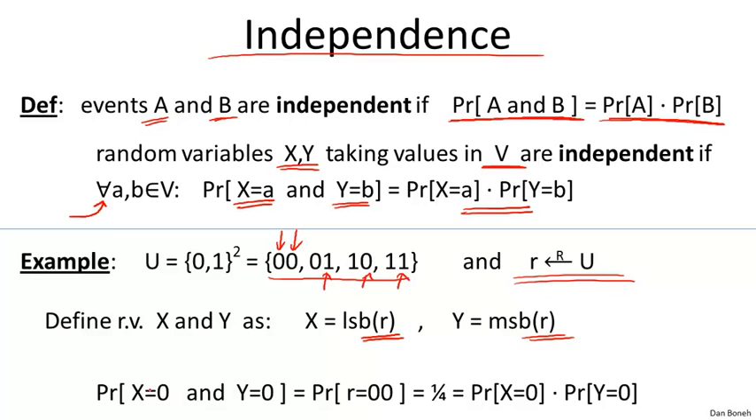Let's just do it for one of these pairs. So let's look at the probability that X is equal to 0 and Y is equal to 0. Well, you see that the probability that X is equal to 0 and Y is equal to 0 is basically the probability that r is equal to 00.